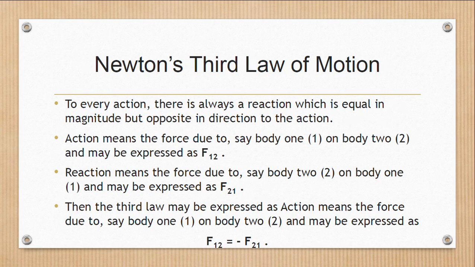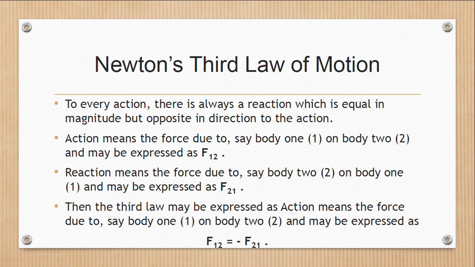Now Newton's third law of motion. According to Newton's third law of motion, to every action, there is always a reaction which is equal in magnitude but opposite in direction to the action. Action means the force due to, say, body 1 on body 2 and may be expressed as F12. And the reaction is from the second body on body 1 and it may be expressed as the force F21.